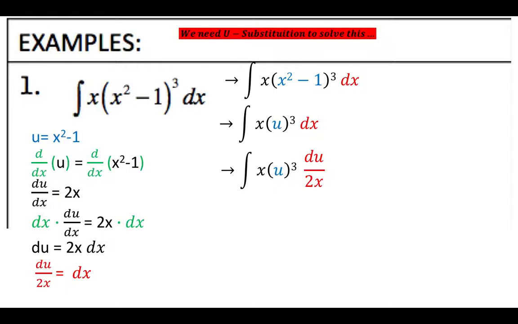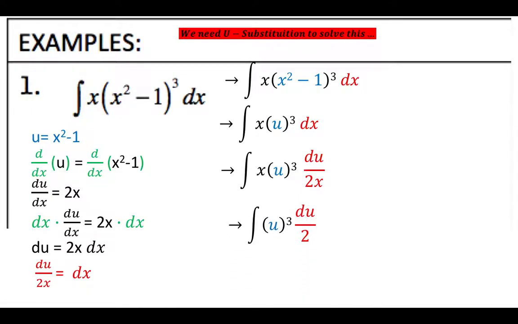Alright, after I substitute the dx, what I'm going to do is cancel out things that cancel if possible. Here, this x is on top, this x is in the bottom. So I'm going to cancel this x and this x. So what we have now is this.